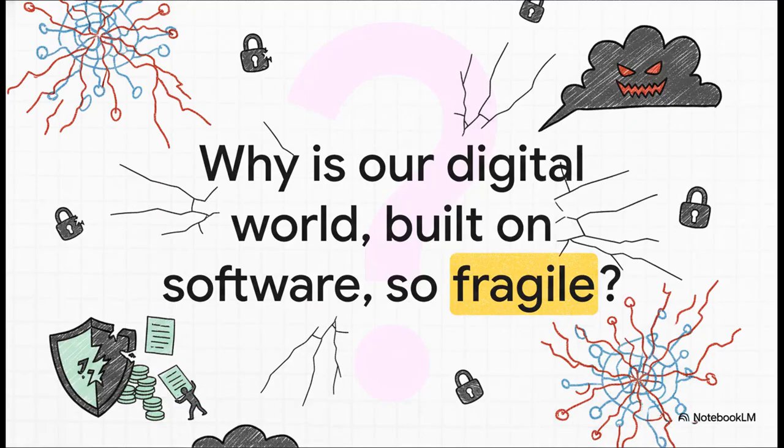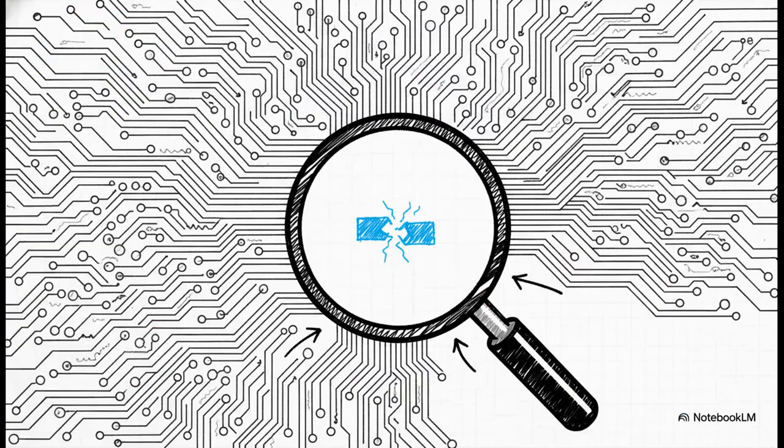So let's just start with the big question, right? We trust software with literally everything, our money, our secrets, our photos. But why does it all feel so breakable? Why are we always hearing about some new, massive security breach? What gives? Well, the answer is kind of funny. It's both incredibly simple and ridiculously complex.